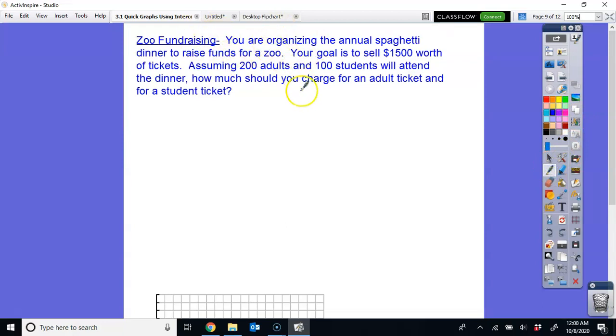If you have this example of fundraising for a zoo, and I know I used a fundraising example the other day for a school thing with hats and t-shirts. This is the same kind of concept. You're organizing the annual spaghetti dinner to raise funds for the zoo. Your goal is to sell $1,500 worth of tickets. Assuming 200 adults and 100 students will attend the dinner, how much, this is the key, you don't know this, how much should you charge for an adult ticket and for a student ticket?